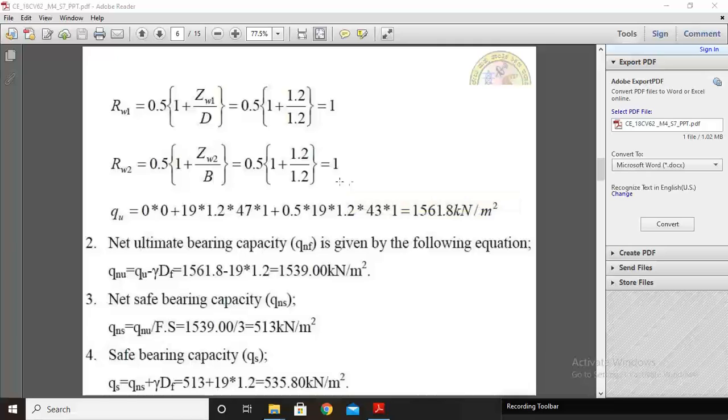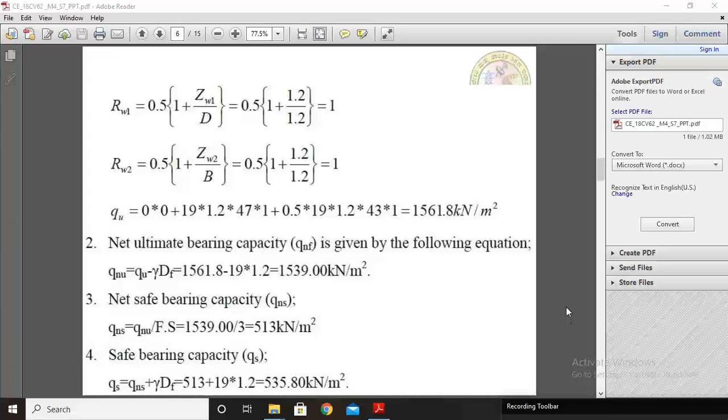So then substitute the values in the above equation, that is c is 0, Nc is 0, plus gamma 19, depth of the footing is 1.2, Nq is 47, Rw1 is 1, plus 0.5 times gamma is 19, B is 1.2 meter, N gamma is 43, Rw2 is 1. So the answer is 1561.8 kilonewton per meter square.